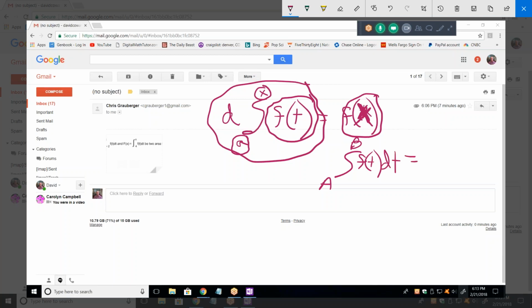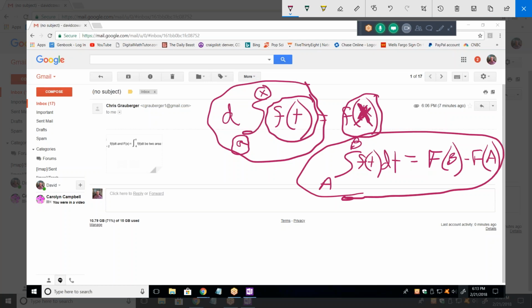When it's going from limit a to b, then that is always going to be the antiderivative of the function evaluated at b minus the antiderivative of the function evaluated at a. And this is the part we're always using. This is how we find areas under the curve. Usually we know the function, so we can find the antiderivative of it.